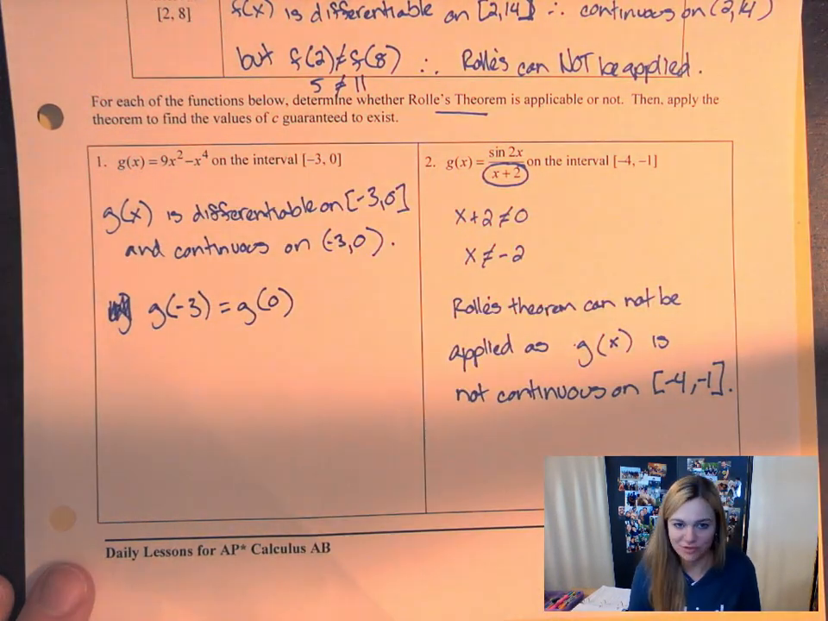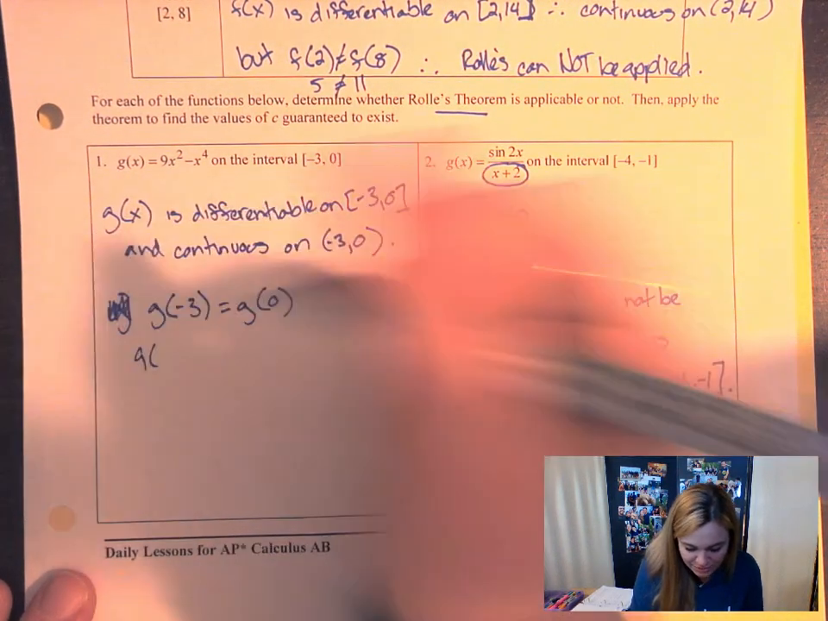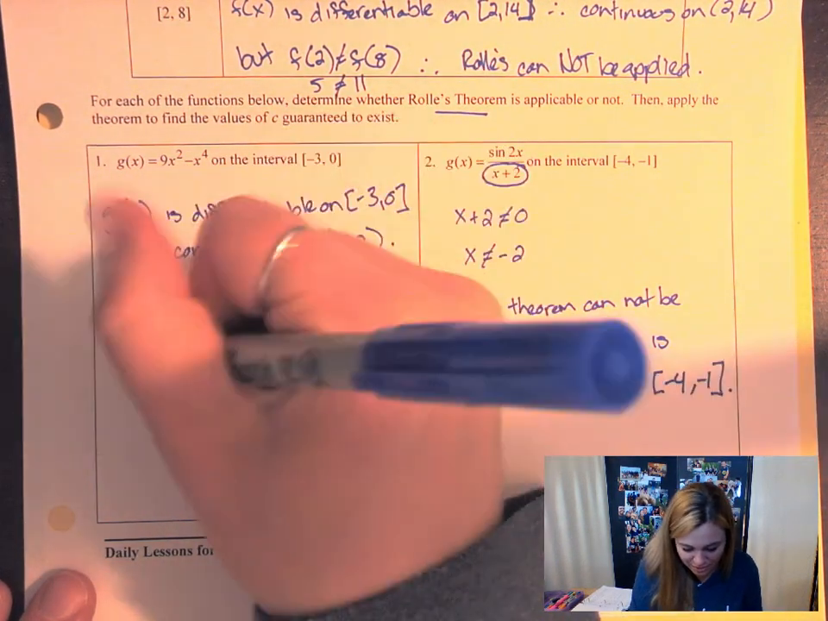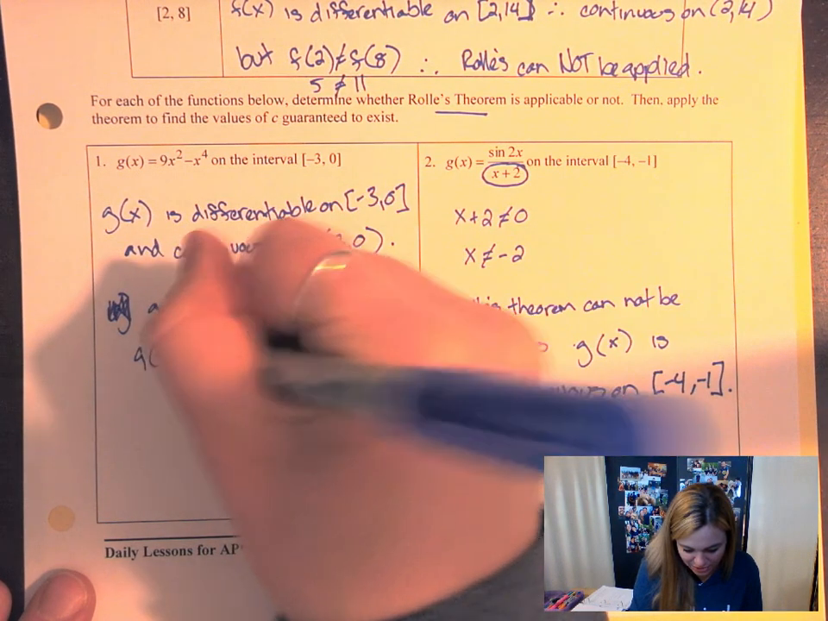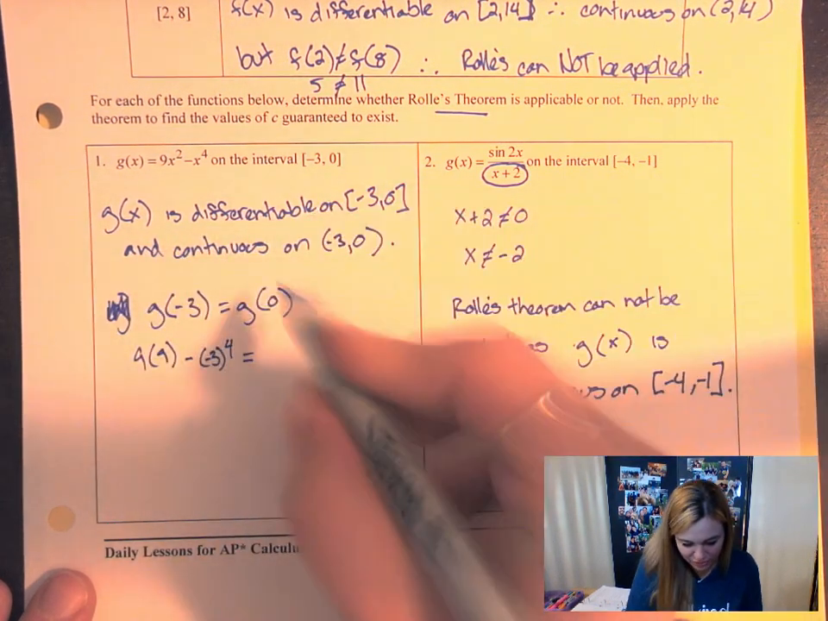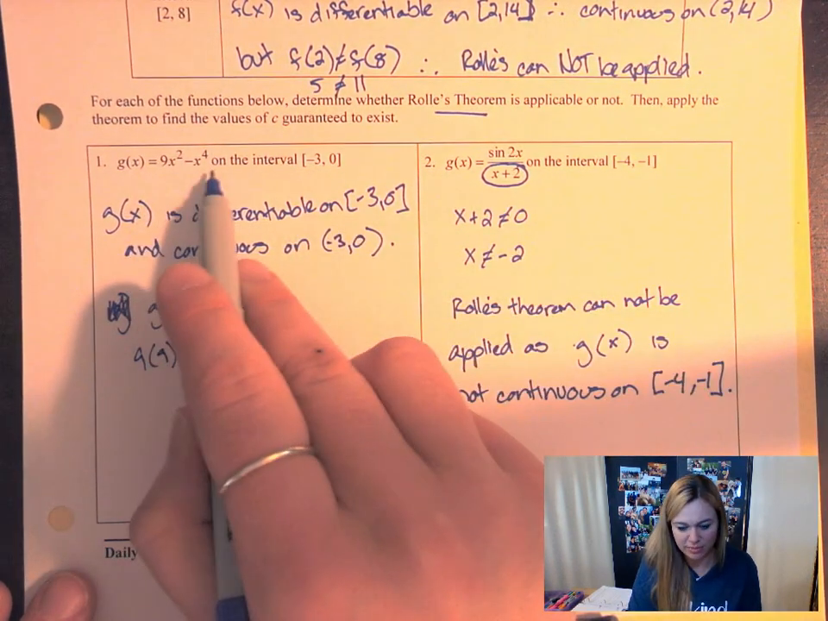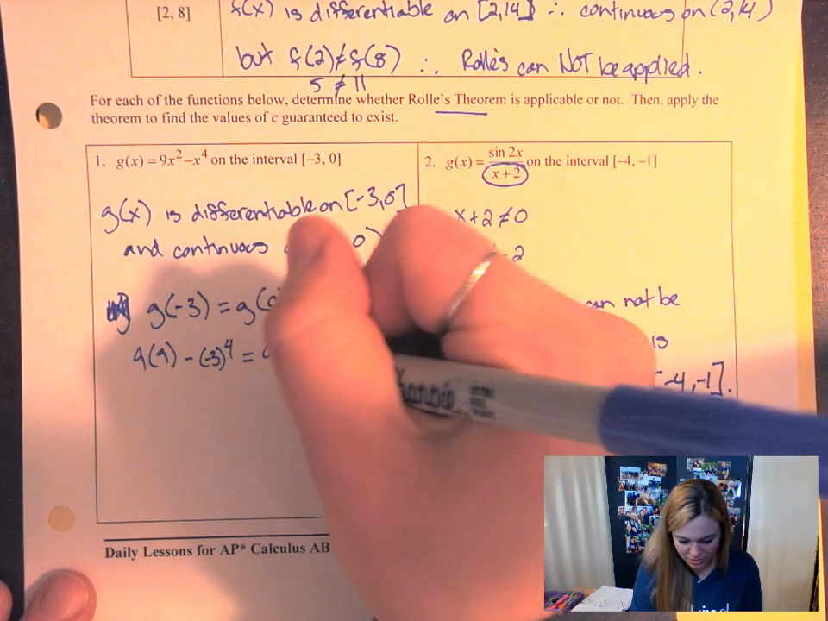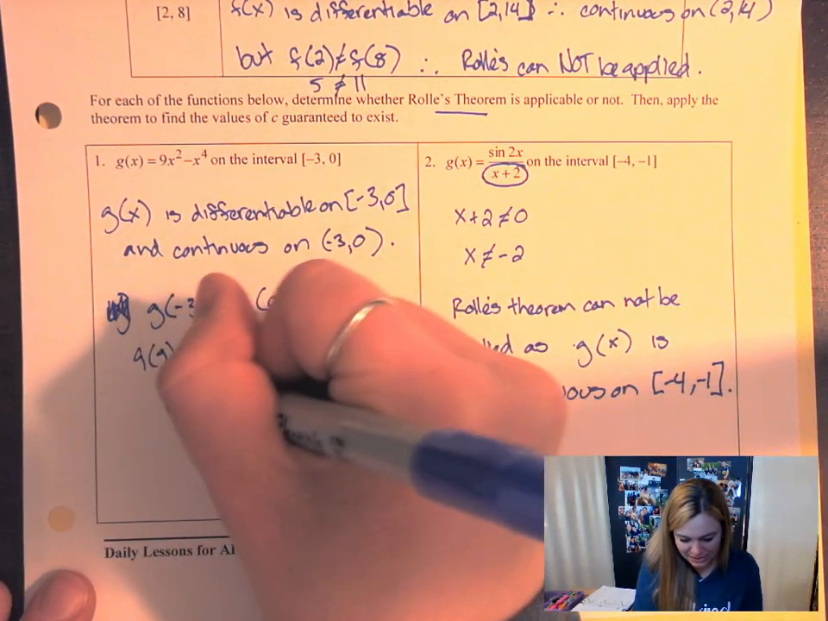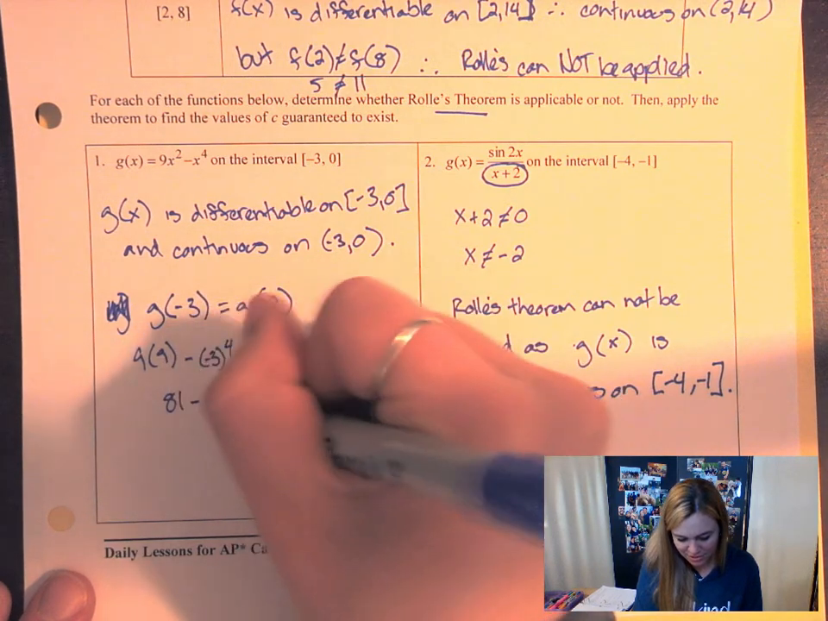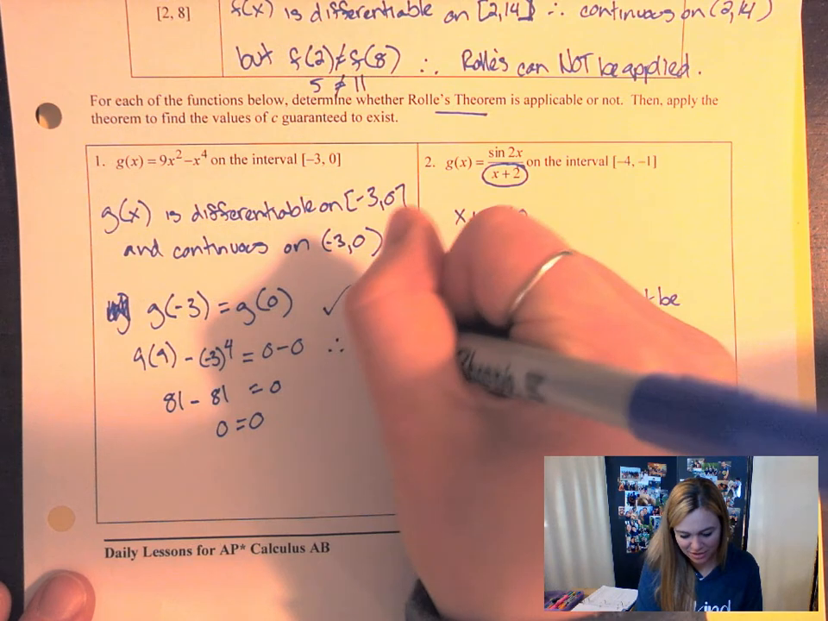I already kind of gave it away before, but we're going to do this anyway. This would be 9 times -3 squared, which is 9, minus -3 to the 4th power. Over here it'd have 0 minus 0, because I'm putting in 9 times 0 squared minus 0 to the 4th. So you just get 0. This would be 81 minus 81. Yeah! Therefore, Rolle's theorem can be applied.